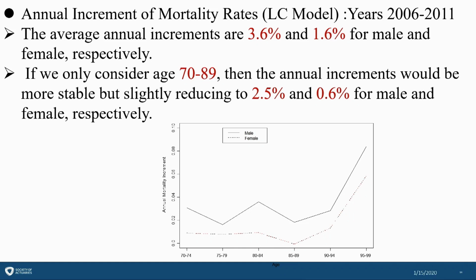If we only consider age 70 to 89, then the annual increment will be more stable, but slightly reduced to 2.5% and 0.6% for male and female.